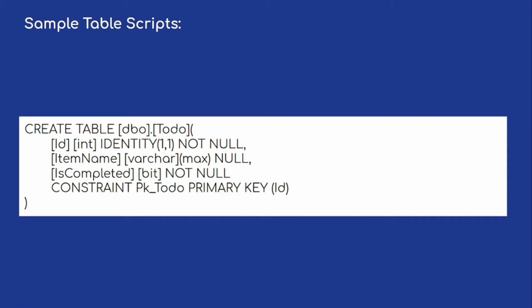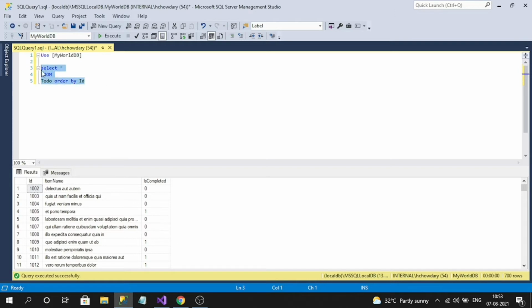Once you have successfully created and inserted some dummy data like this, your table will look like this. So I have created my table and I have dumped some dummy data into it. I have around 700 records.